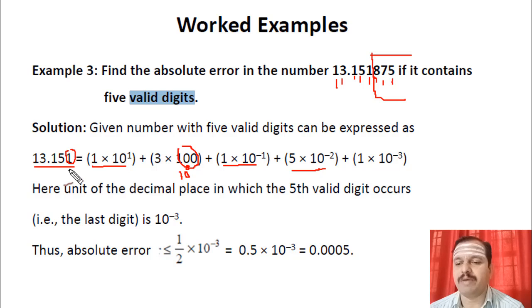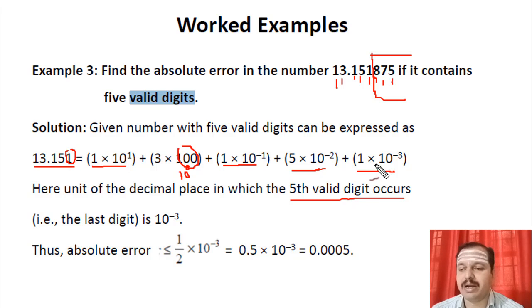0.001, that is 1 divided by 1000, that means 1 into 10 to the power of minus 3. So we have expanded this. And now here, the unit of decimal place in which the fifth valid digit occurs. The fifth valid digit is 1, and its unit is 10 to the power of minus 3. Please look at its unit. Its unit is 10 to the power of minus 3. It is in the 1000s place. So it is in the 10 to the power of minus 3 units place.